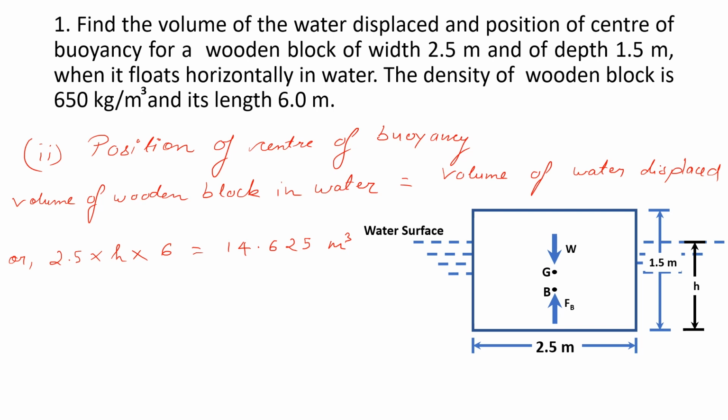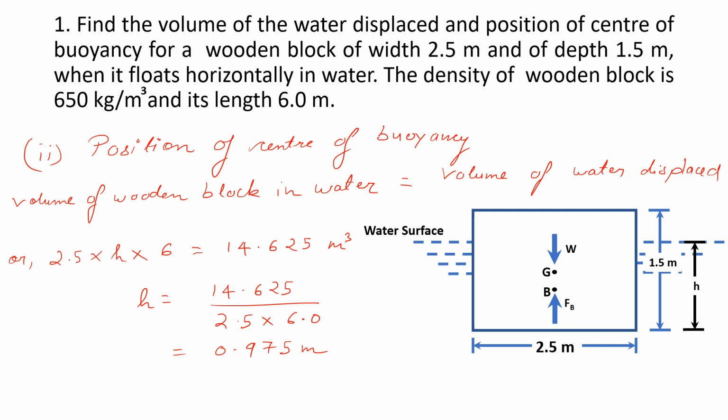So we will put the values. The volume of wooden block in water is 2.5 multiplied by h, that is height, multiplied by 6, that is given in the question as the length. And the volume of water displaced, which we just found out, is 14.625 meter cube. From here we can find the value of h, and h comes out to be 0.975 meter.